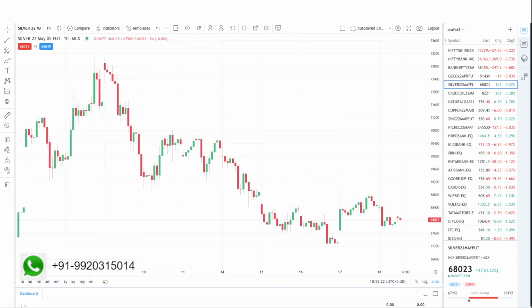Silver is trading at 68,000 rupees. Silver resistance at 68,800 rupees. Support at 67,200 rupees.